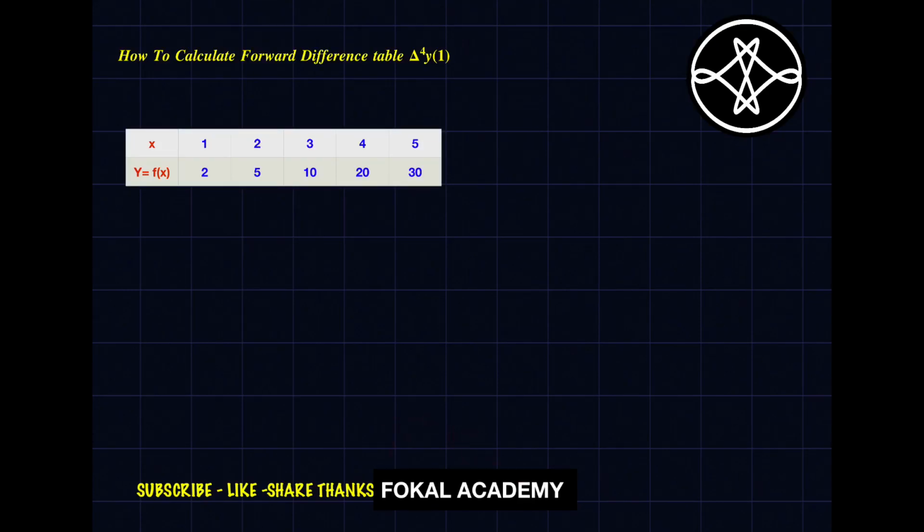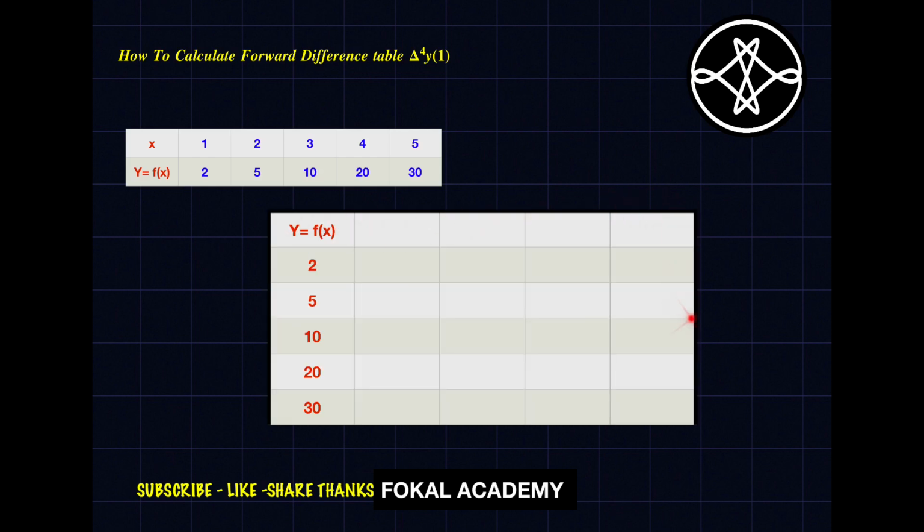See this problem. Here is how to calculate the forward difference table for the fourth difference of the given table. Here one table is given, that is the XY table. So for this table, how can you find the fourth forward difference? This is the problem. So first of all, write the table like this.